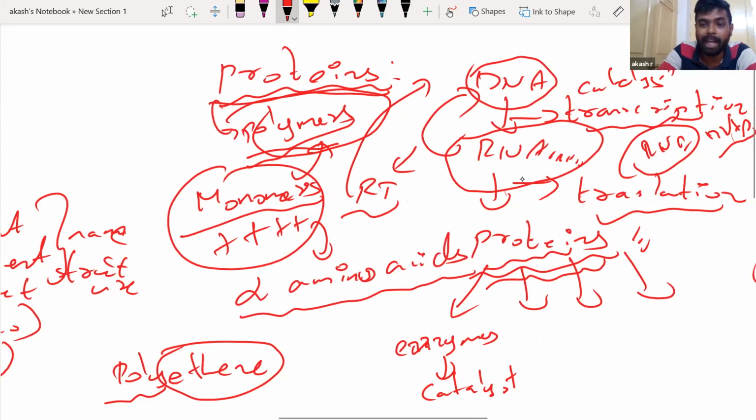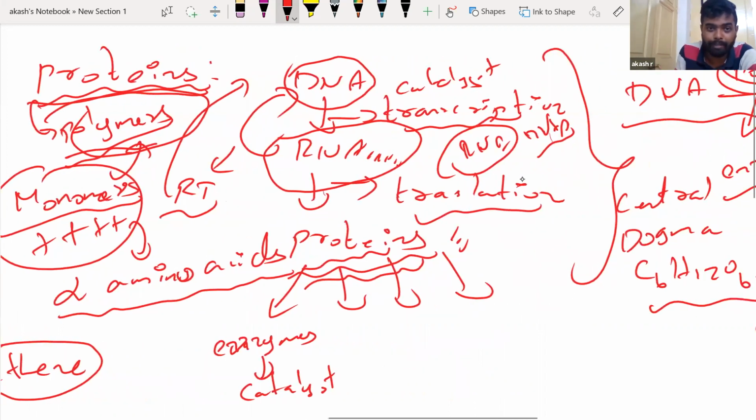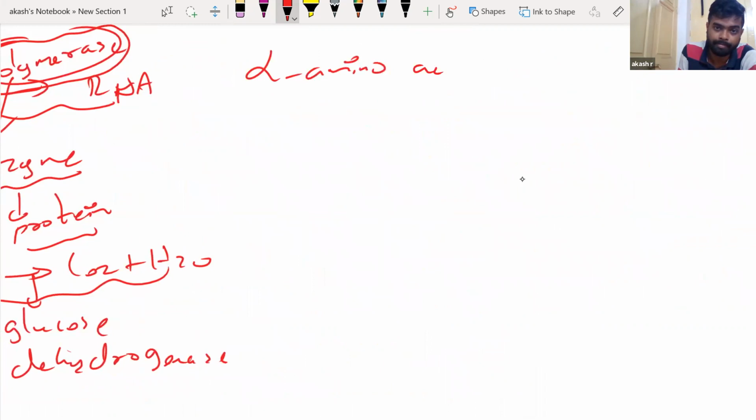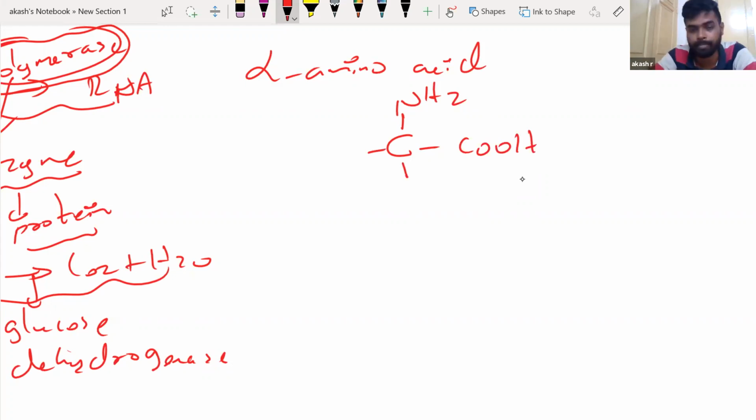What are these alpha amino acids, people? Any alpha amino acid will have this structure. It will have a carbon, it will have an NH2 attached to this carbon, and COOH attached to that same carbon. This is your carboxylic acid. This would be your alpha carbon, and that carbon is having NH2. That's why we call it an alpha amino acid. Very simply, the same carbon atom having NH2 and COOH is what is called an alpha amino acid.